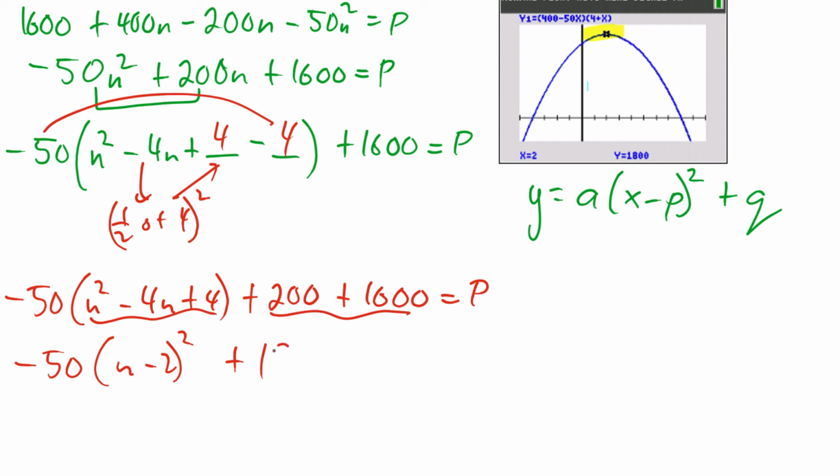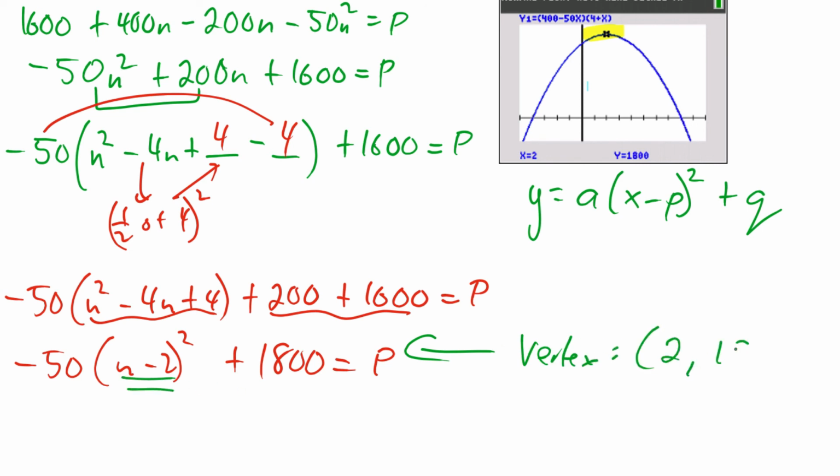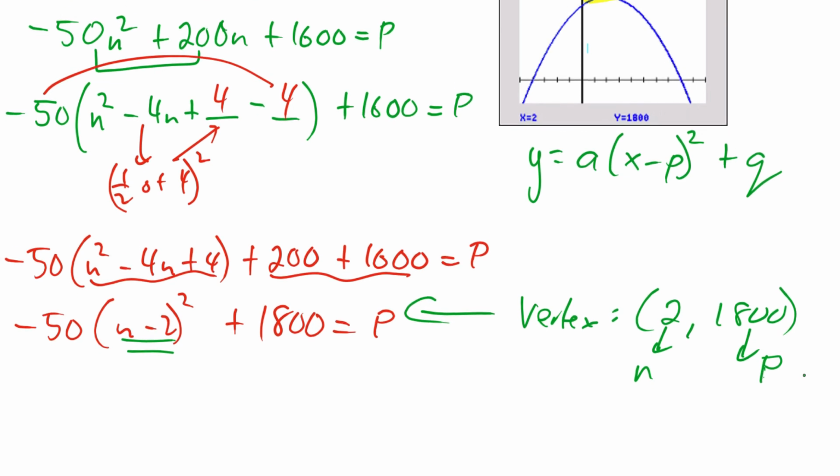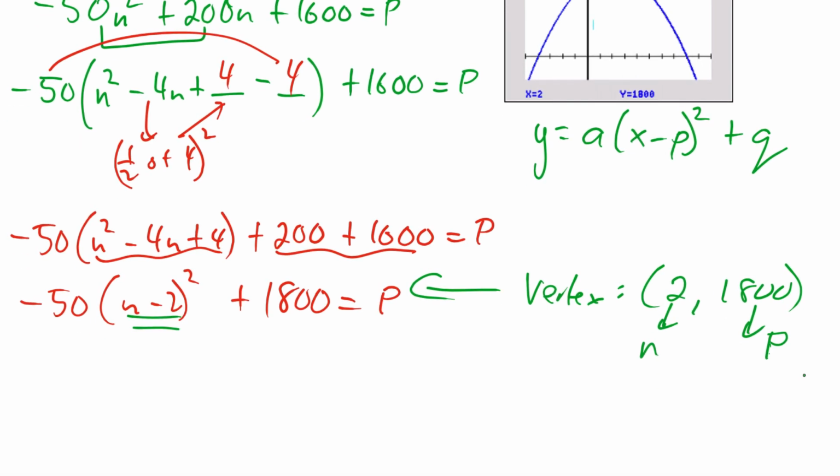Add these 2 terms together, 1,800 equals p. And we can see from our vertex form that the vertex is (2, 1,800). n being our independent variable, the number of increases, and p being our dependent, the profit. And our algebra confirms what we saw above in the table and the graph.